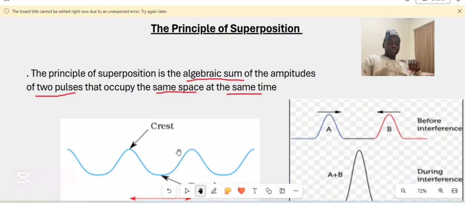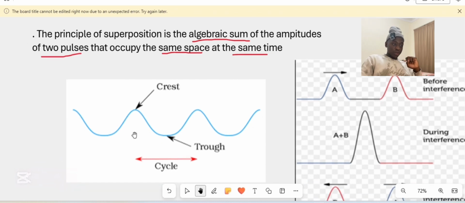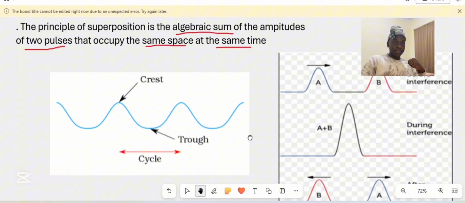Before we get into the principle of superposition, I would like you to understand what a crest is and what a trough is. A crest is when a pulse is at the top, meaning when a pulse goes up, and the trough is when a pulse goes down. Hopefully you can see this.